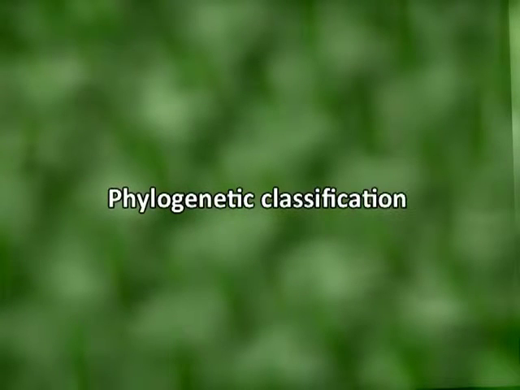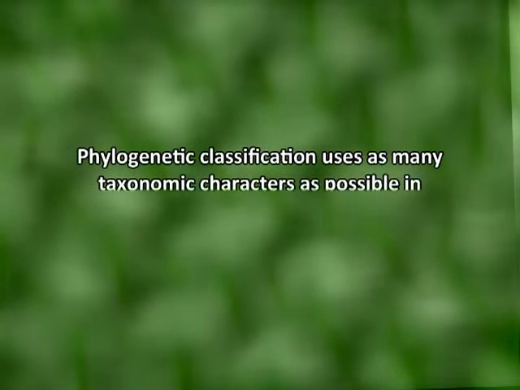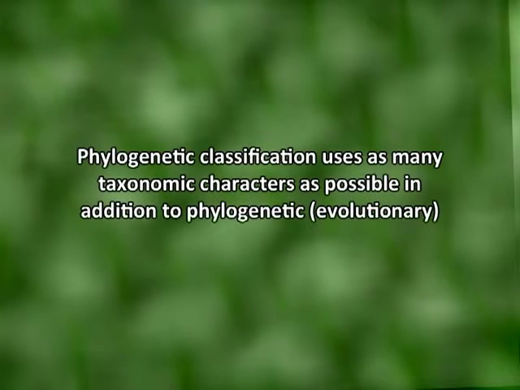Number 3. Phylogenetic classification. The classification systems proposed after Darwin's theory are mostly phylogenetic. That is, they use as many taxonomic characters as possible, in addition to phylogenetic or evolutionary interpretations. These are expressed in the form of phylogenetic trees or shrubs, showing the presumed evolution of the groups.